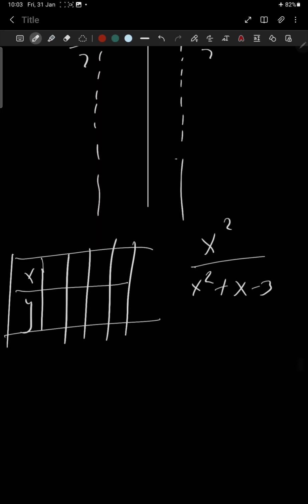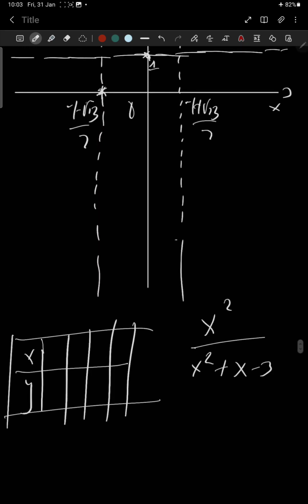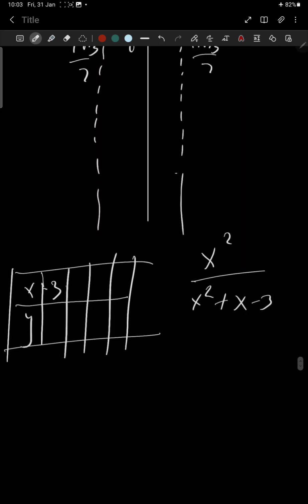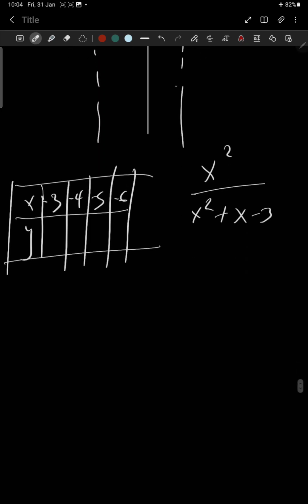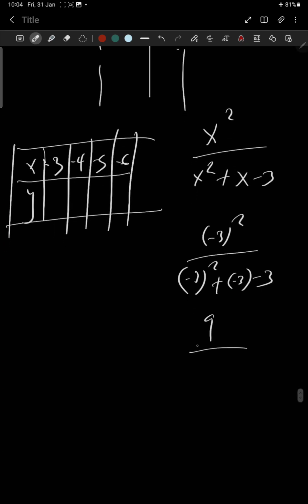Okay, so I'll pick values before. Now notice this is negative 2 point something, so I'll pick negative 3, negative 4, negative 5, negative 6. So I'll start replacing. When I replace negative 3 there, negative 3 squared over negative 3 squared plus negative 3 minus 3. This will be 9 over 9 minus 3 minus 3. And the answer will be 9 over 3, which is 3.